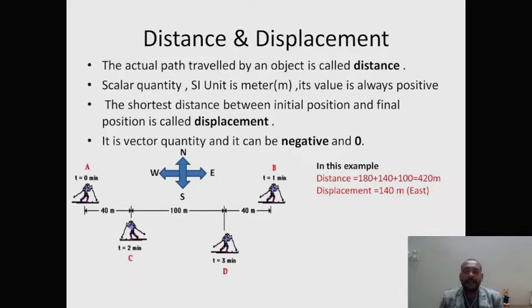And displacement is the shortest distance between the initial position and the final position. Here in this example we can see that from position A to position D, it took 3 minutes, and the total displacement is 140 meter, and it is a vector quantity. Hence we have to show its direction.